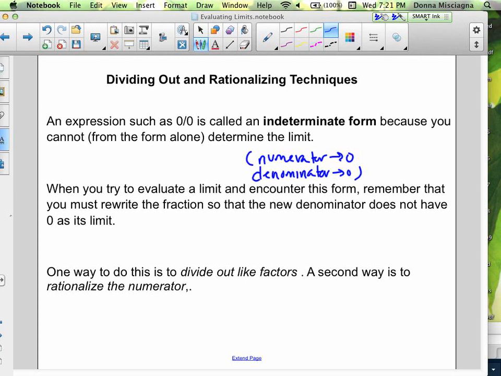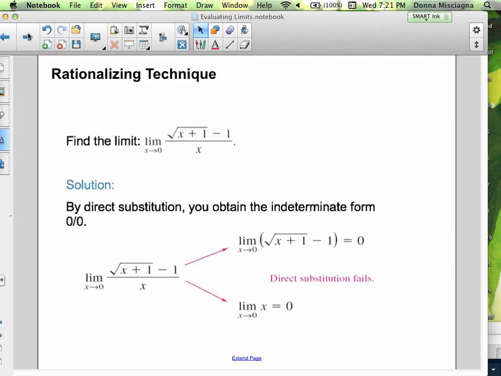Sometimes we're going to have radicals. And if we have radicals, another way is to rationalize our numerator. Right? So we change it. If we have a radical in the numerator, we rationalize to get rid of the radical in the numerator. So let's take a look. Rationalizing is going to help us when our numerator goes to 0, our denominator goes to 0, and we have a radical.